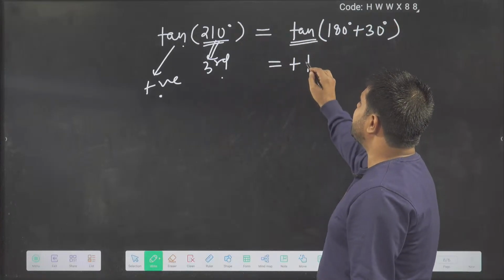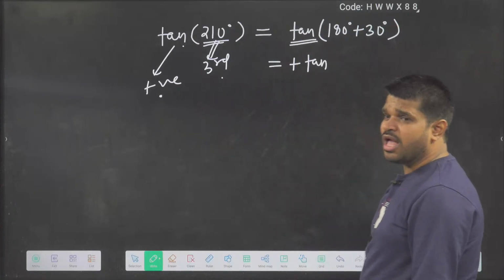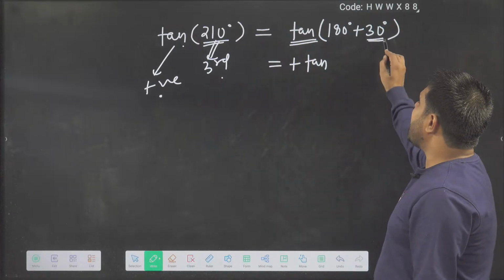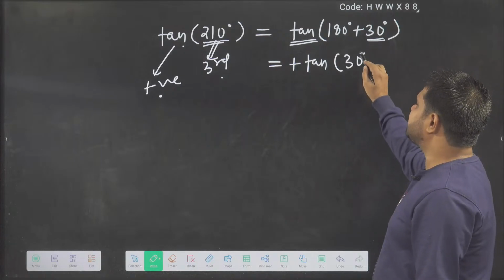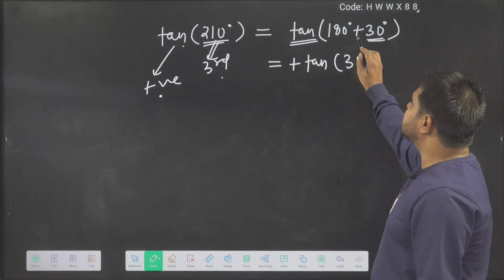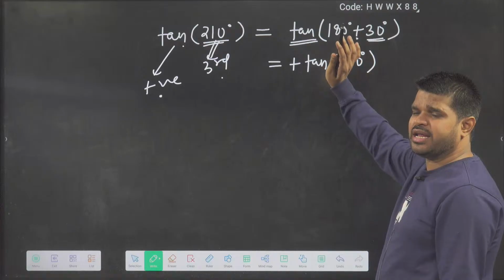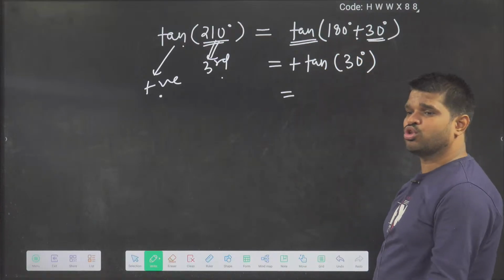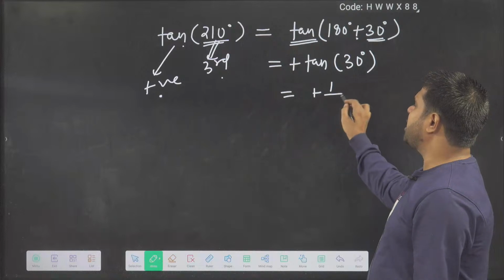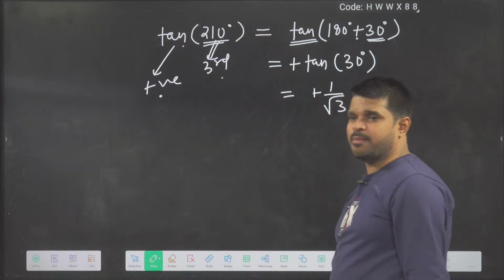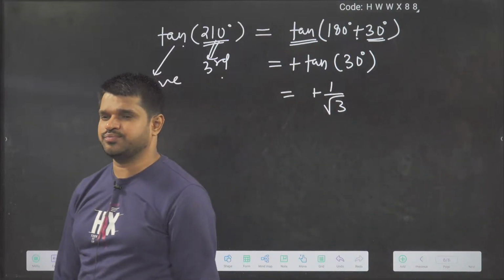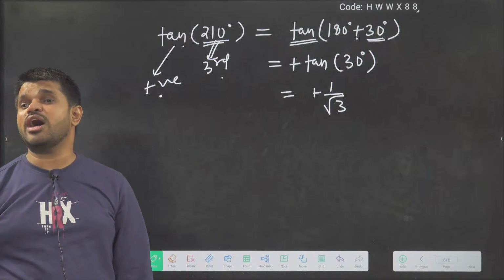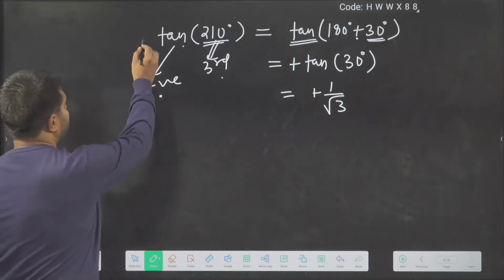Paste the same ratio tan. Okay. And whatever angle is written, paste that same angle. Whether positive is here or negative doesn't matter. Okay. What is tan 30? 1 by root 3. So what is answer? Plus 1 by root 3. If you are smart, do next question.